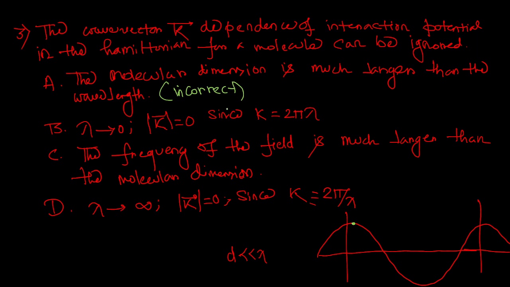Now the question is, what is the wave vector? The wave vector expression is k equals 2 pi by lambda. Okay. So this option is incorrect.